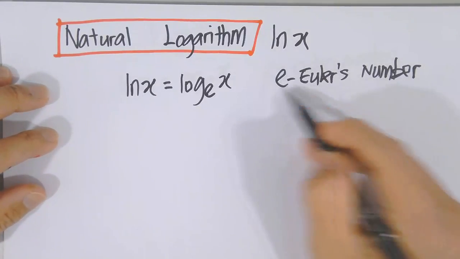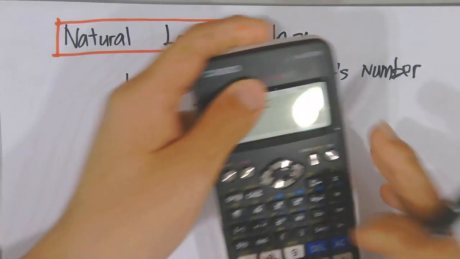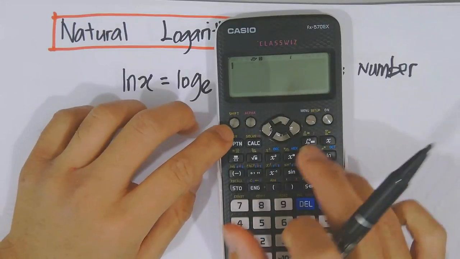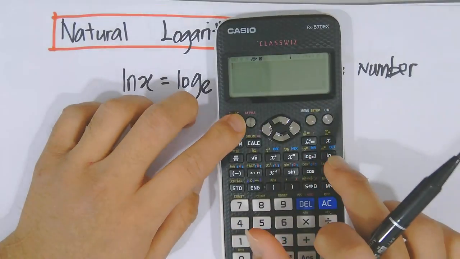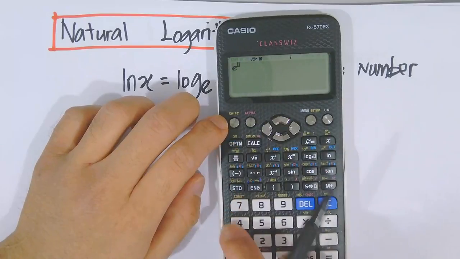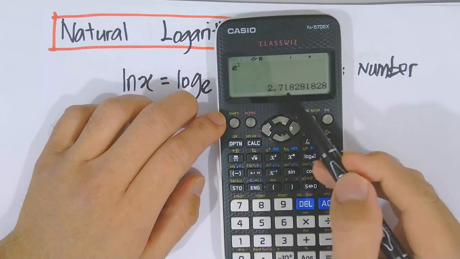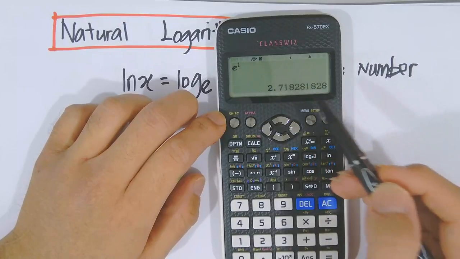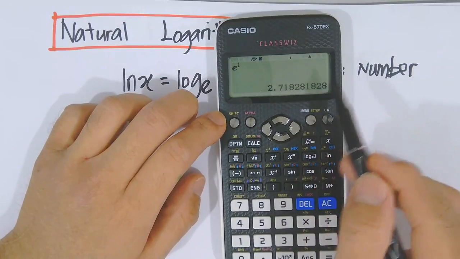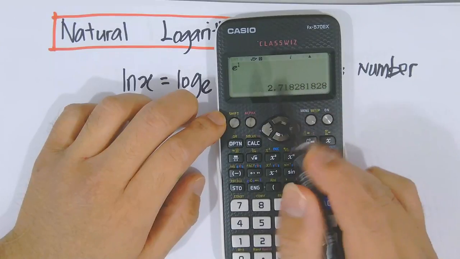You will learn this in more detail in your calculus in university. So for now, I'm just telling you the value. You can get the value by pressing shift, then ln. There is an exponent here, you just key in power 1. So the value is 2.718281828. It cannot be changed into a rational number.